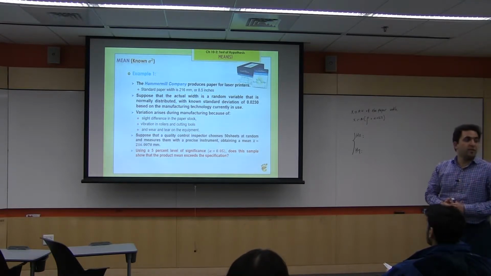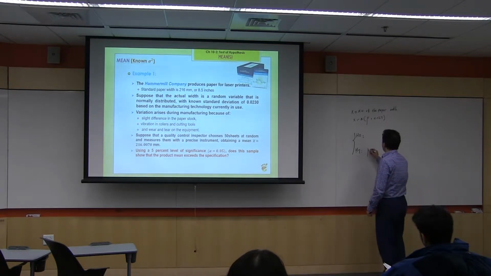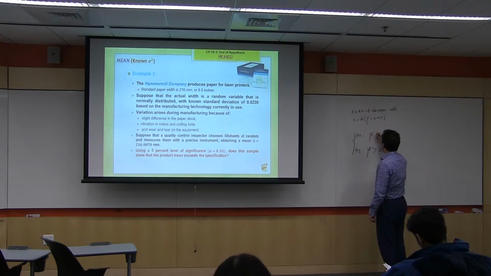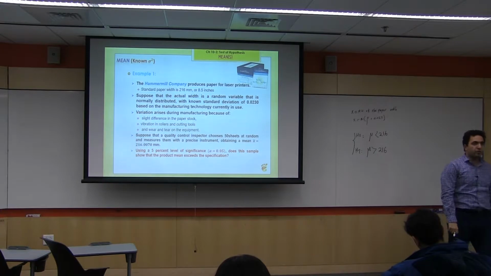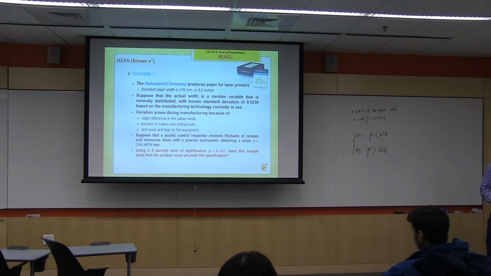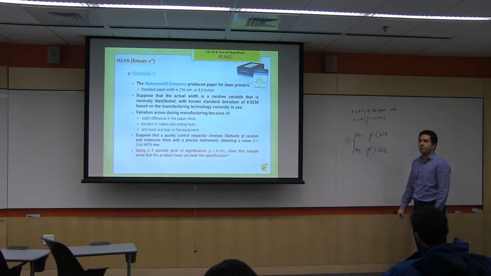As I mentioned earlier, the point of interest, or the question, or the claim, or the concern that we have about a problem always goes to the H1. So I'm saying, is mu more than 216 or not? So again, I always put the claim or the question of the problem in the alternative, and I put the opposite of this in the null hypothesis. That's my first step. I formulated my hypothesis. Is that clear, folks?